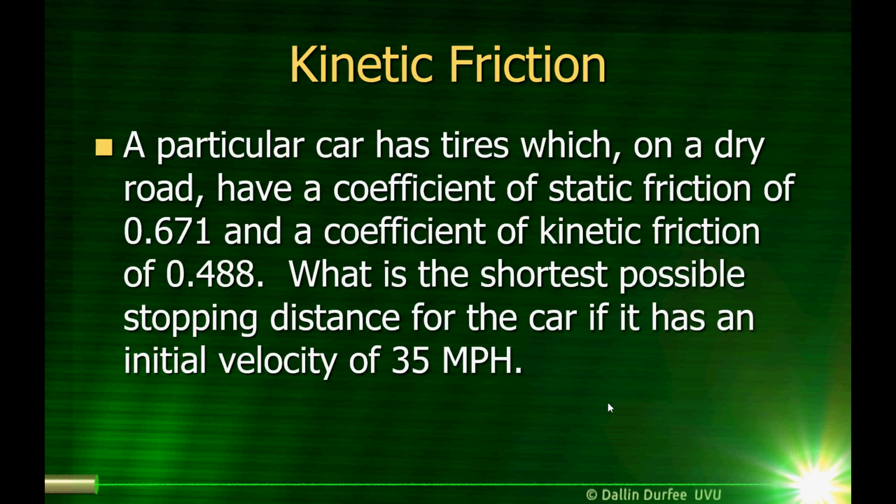Okay, here's another problem. A particular car has tires which, on a dry road, have a coefficient of static friction of 0.671 and a coefficient of kinetic friction of 0.488. What is the shortest possible stopping distance for the car if it has an initial velocity of 35 miles per hour? Well, since the static coefficient is greater than the kinetic, that's probably the one we want to use if we want to stop as fast as we can.